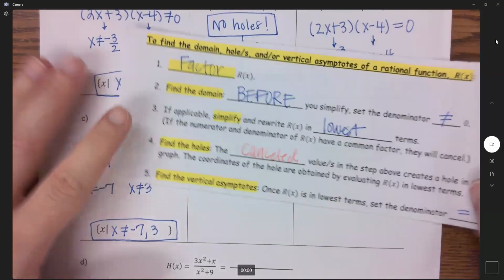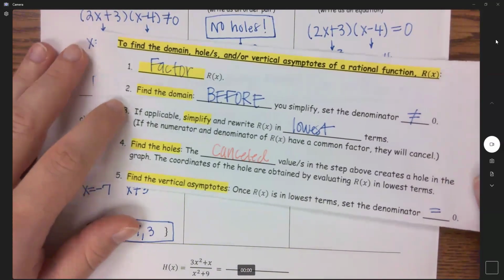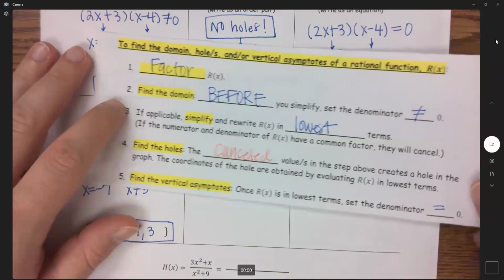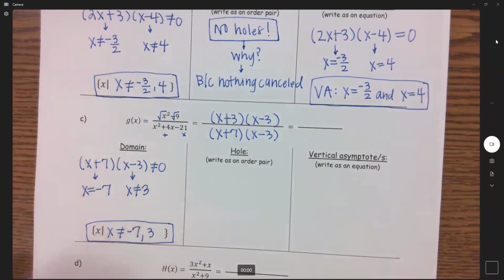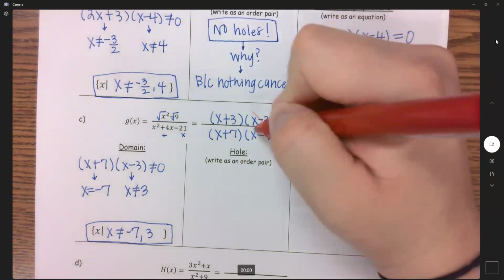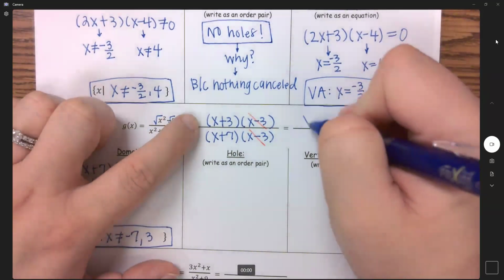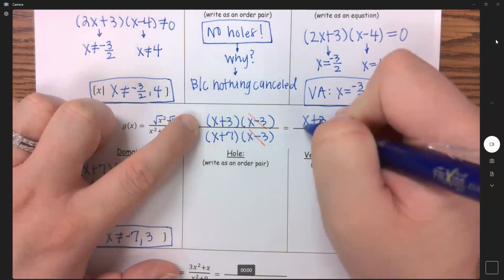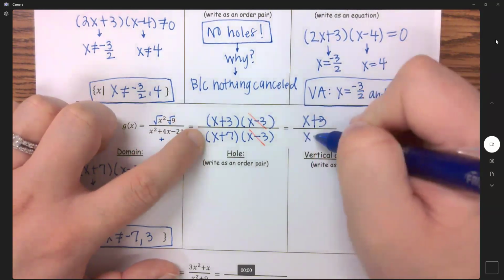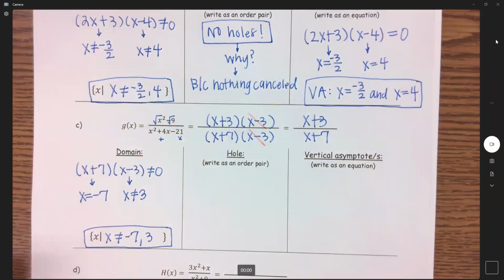Continuing on with our steps, if applicable, simplify and rewrite r of x in lowest terms. So here we have an x minus 3 over an x minus 3. So those cancel, and I'm left with x plus 3 over x plus 7.